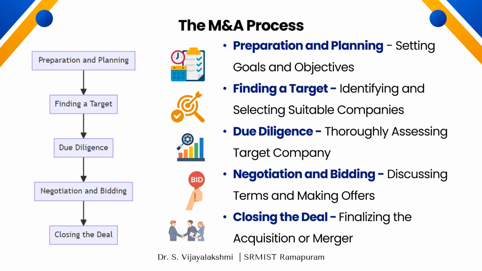Negotiation and bidding. In this stage, the acquiring company discusses terms and makes offers to the target company. This involves negotiation over the price, structure of the deal, and other key terms. The process may involve bidding wars if multiple acquirers are interested in the target company.